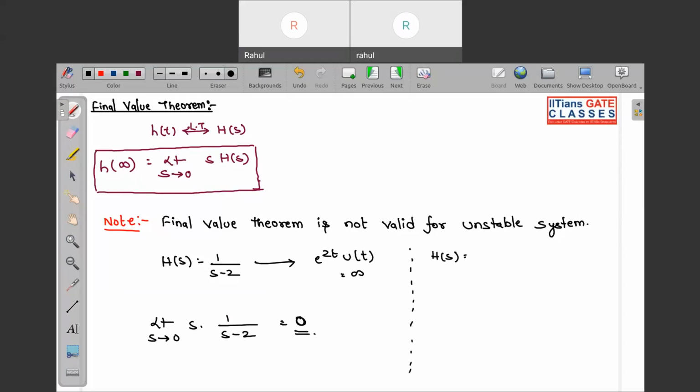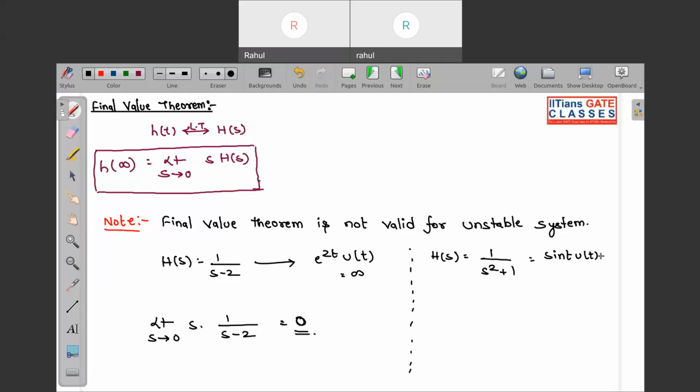Now suppose H(s) is equal to 1 by s square plus 1. So if we take the inverse Laplace transform, this will be simply sin t u(t). Now if you put t tends to infinity, we don't know what the exact value will be. We only know that the value will lie between -1 and +1, because that is the range of the sine function.